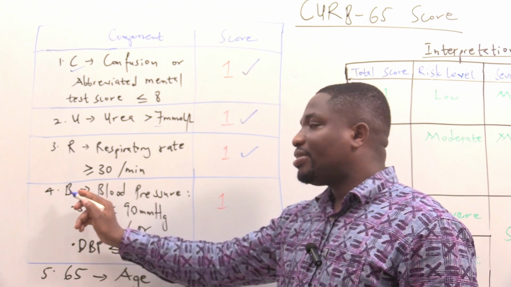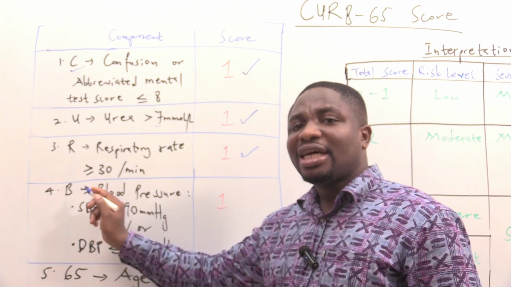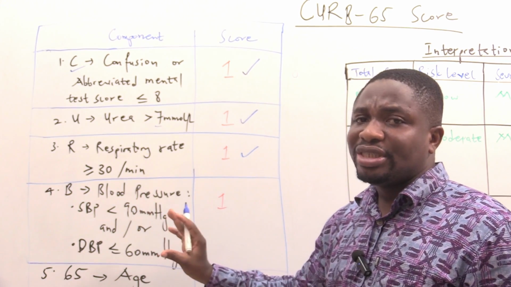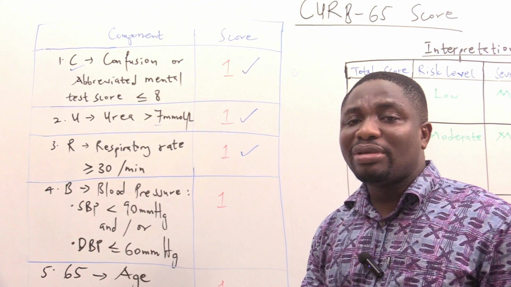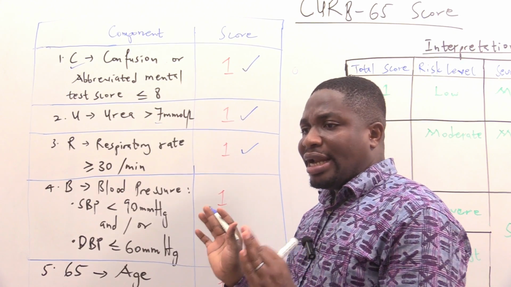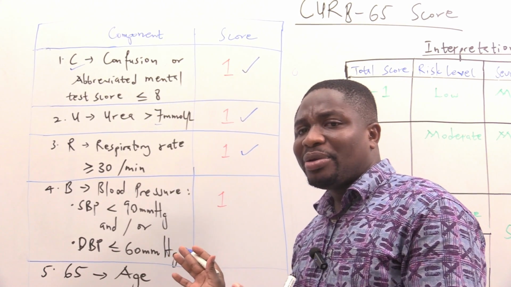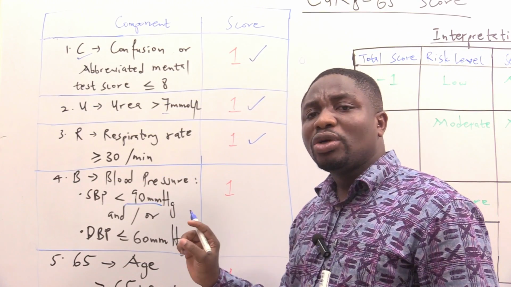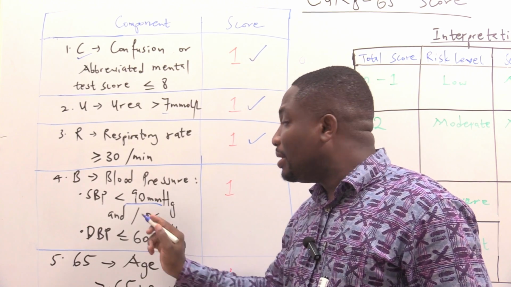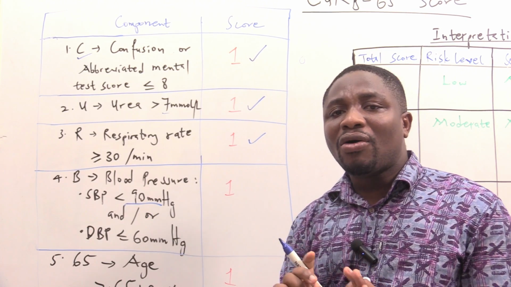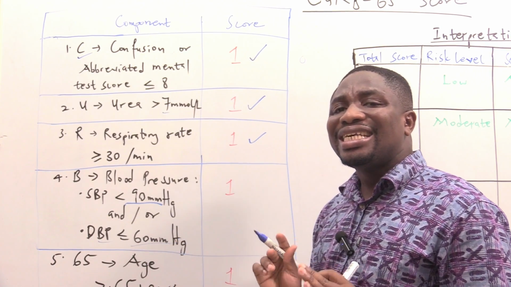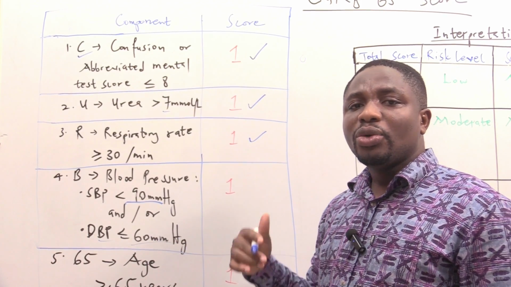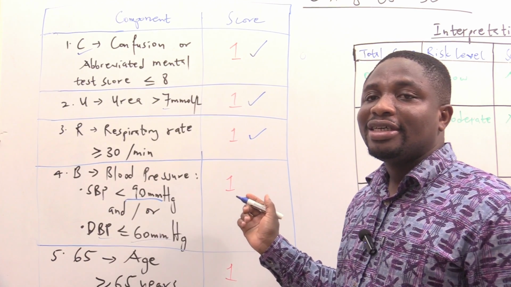And then the B stands for blood pressure. For the blood pressure criteria, we are looking at the systolic blood pressure and the diastolic blood pressure. How does that criteria get fulfilled? If the systolic blood pressure is less than 90 millimeters of mercury and/or the diastolic blood pressure is less than or equal to 60 millimeters of mercury, you give a score of 1.